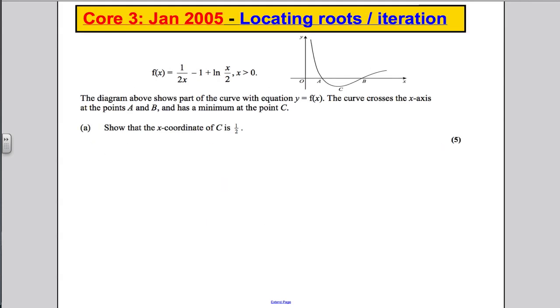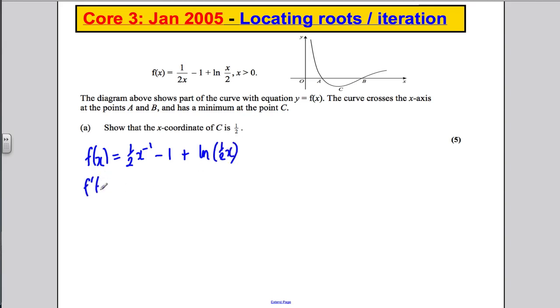Okay, working through bit by bit, it says the diagram shows the curve y is f of x. The curve crosses the x-axis at a and b and has a minimum at c. Show the x-coordinate of c is a half. So the minimum obviously occurs where dy by dx is equal to 0, or f dash x is equal to 0. So f of x, writing in index form, is a half x to the minus 1, subtract 1 plus ln of a half x.